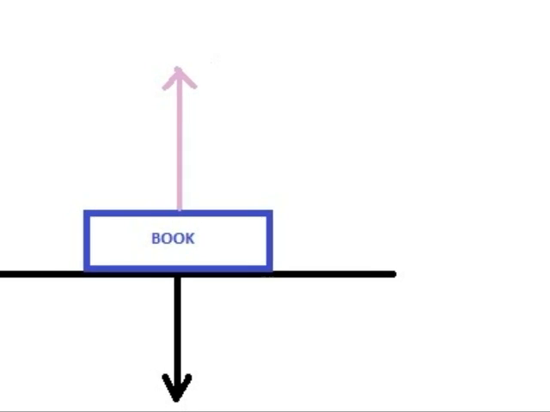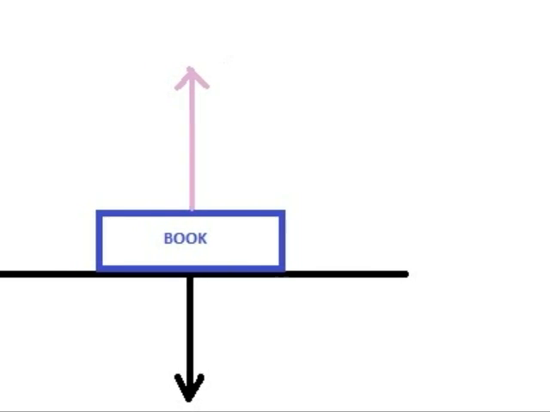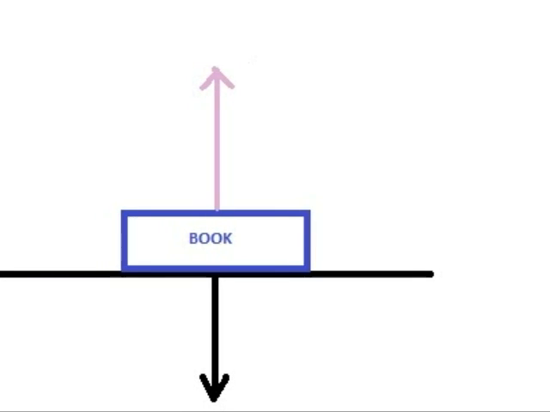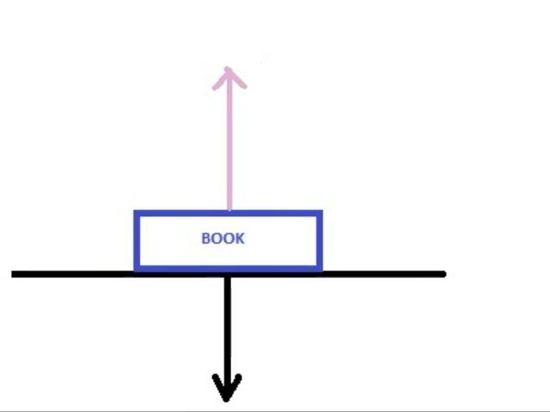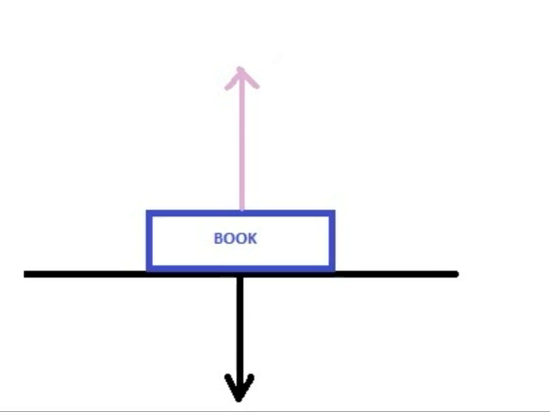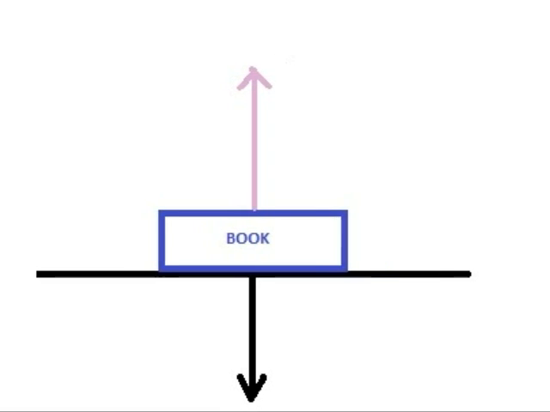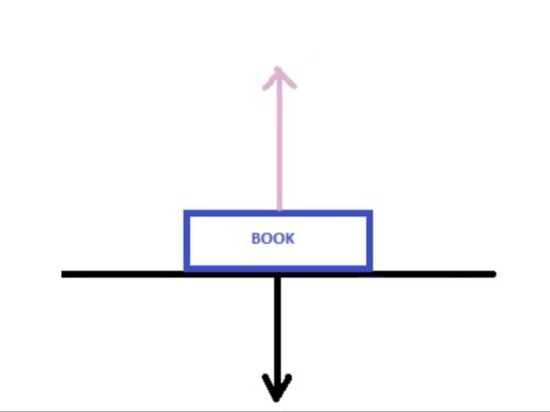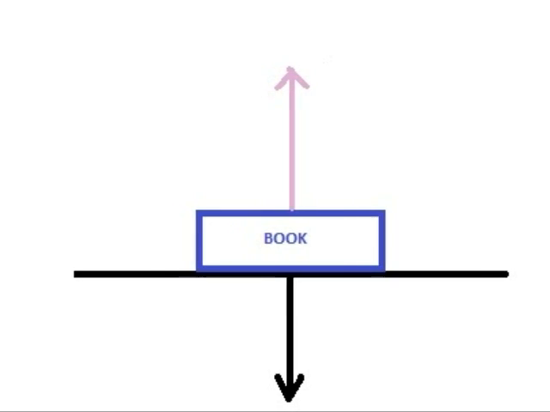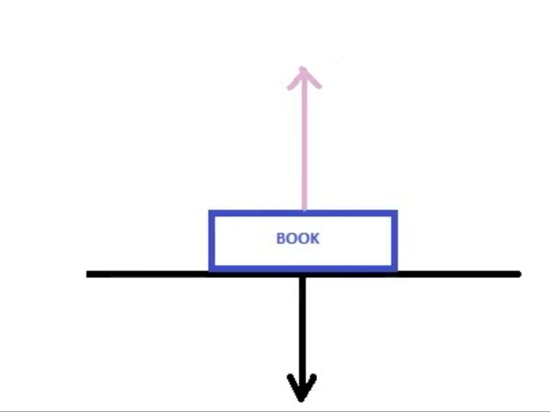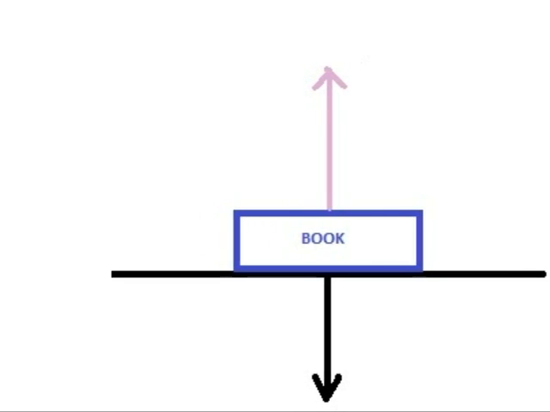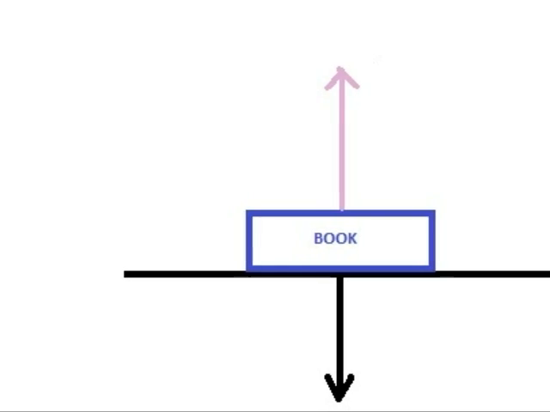Now here is an example of balanced force, where there are two forces opposite in direction but equal, so therefore there is no motion. So here you have the black arrow, which is the weight acting towards the center of the earth, and you have the upthrust, which is opposing the weight. So therefore this results in no movement.